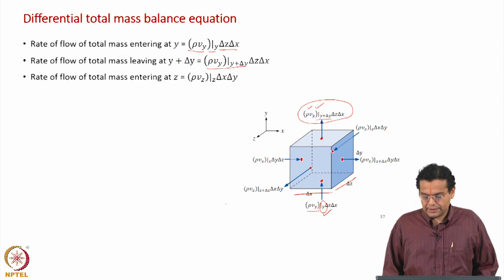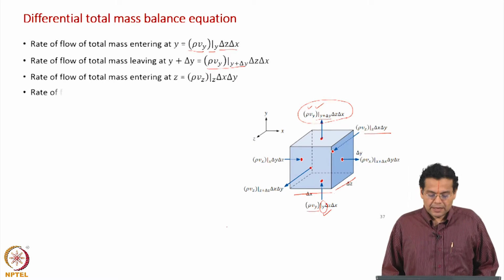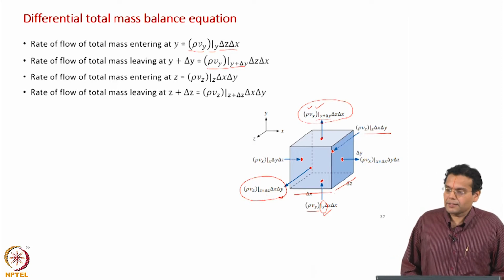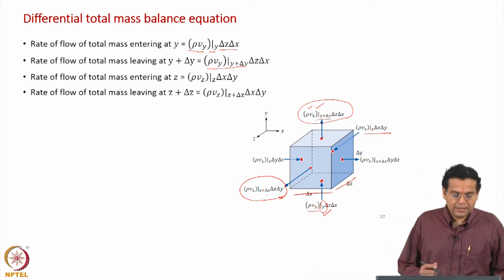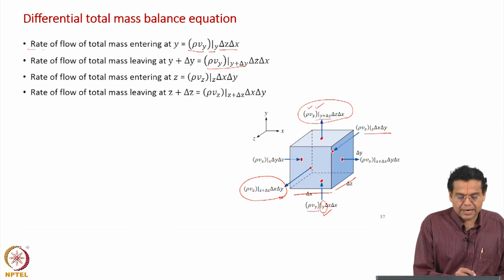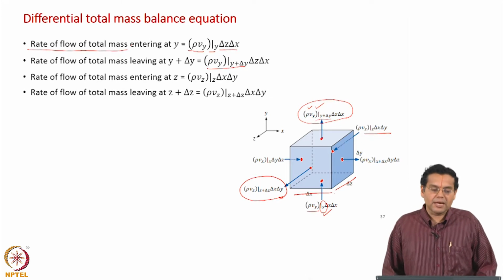So, which is the rear face and the area is delta x delta y, and leaving is at the front face here, okay, and rho v z at z plus delta z into delta x delta y. Okay. Just to mention here, the text I have used in the description says rate of flow of total mass. I could have just written it as mass flow rate.